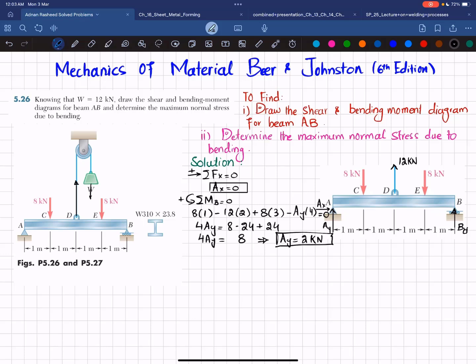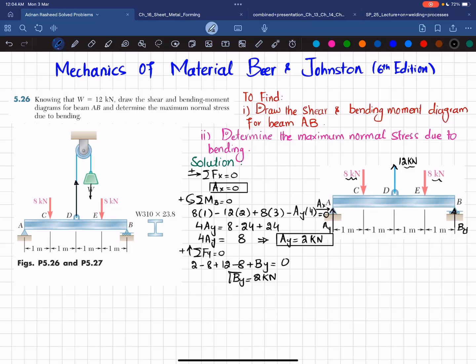Now we'll find the last unknown, which is By, that can be obtained by using the third equation of equilibrium, that the sum of all forces along the y direction must be equal to 0, and upward force is taken as positive. So Ay, which is upward, so plus 2 minus 8 plus 12 minus 8 plus By is equal to 0. Okay, so you can see 8 minus 8 minus 16 plus 12 is minus 4, plus 2 is minus 2. So By will be equal to 2 kilonewton.